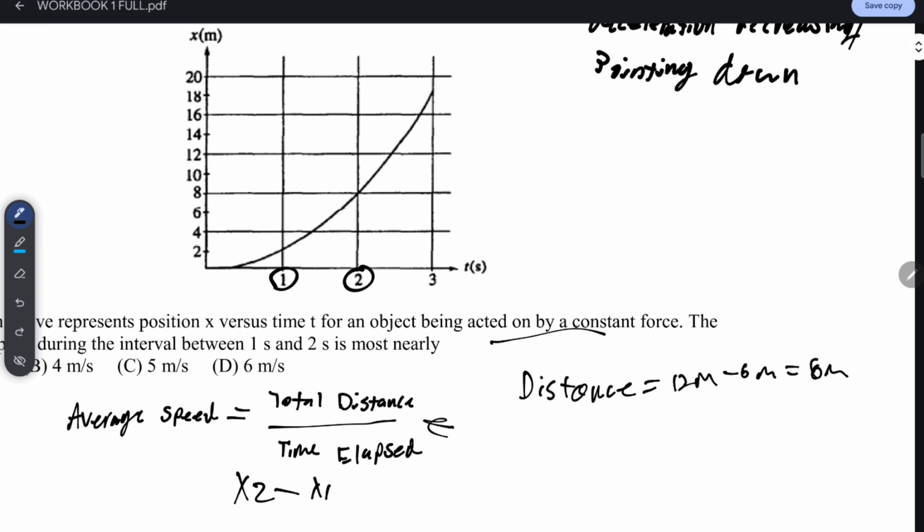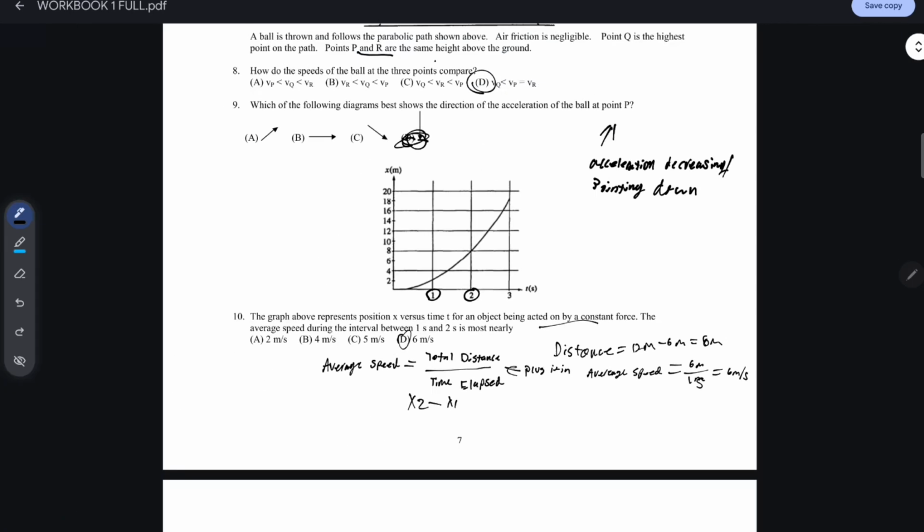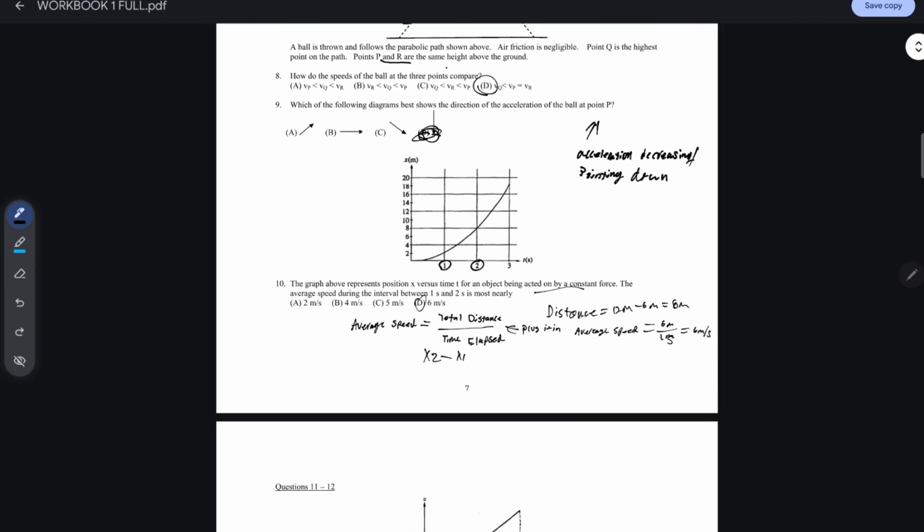Then plugging it in, we have average speed equal to 6 meters over 1 second, which is 6 meters per second, and that's the answer.